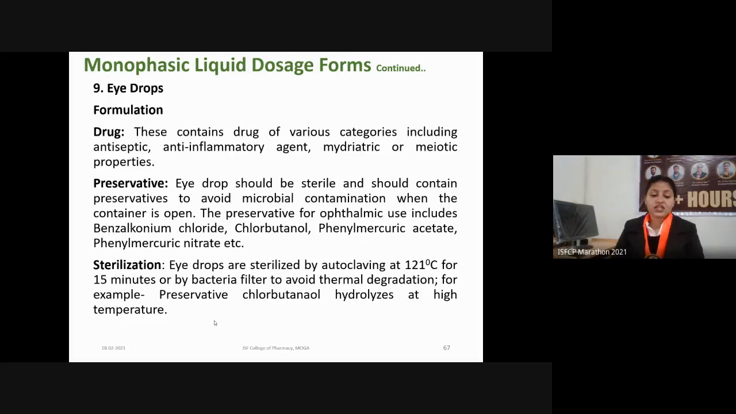Sterilization is also an essential and important step in the preparation of eye drops. Eye drops are sterilized by autoclaving them at 121 degrees Celsius for 15 minutes or by bacteria filter. Bacteria filters are used in those cases where the drug will degrade at higher temperatures. So the drugs that are degraded at higher temperatures cannot be autoclaved. For that, we have to use these bacteria filters. Example: chlorobutanol is hydrolyzed at high temperature.